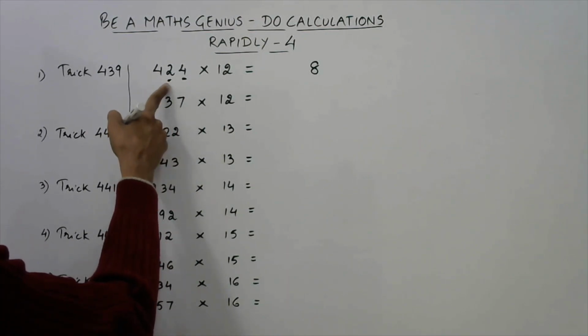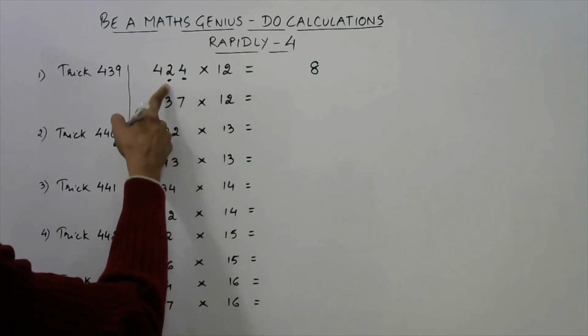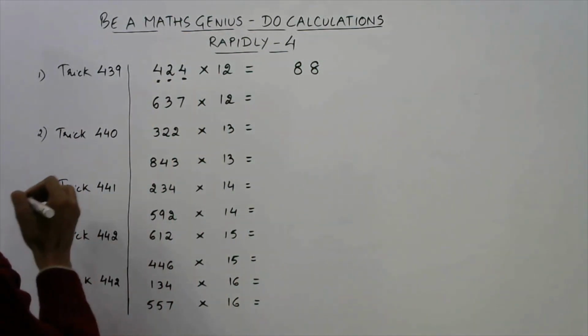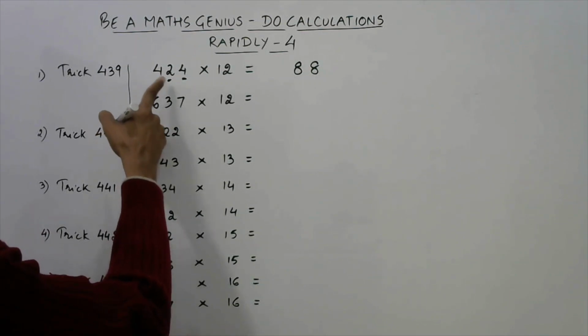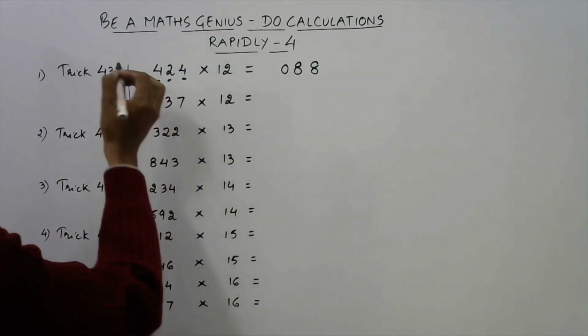But when we move on to the second digit, we will be adding the digit on the right hand side to the product. That is, double of 2 is 4. 4 plus 4 is 8. Now double of 4 is 8. 8 plus 2 is 10. So 0, and we have 1 carry.